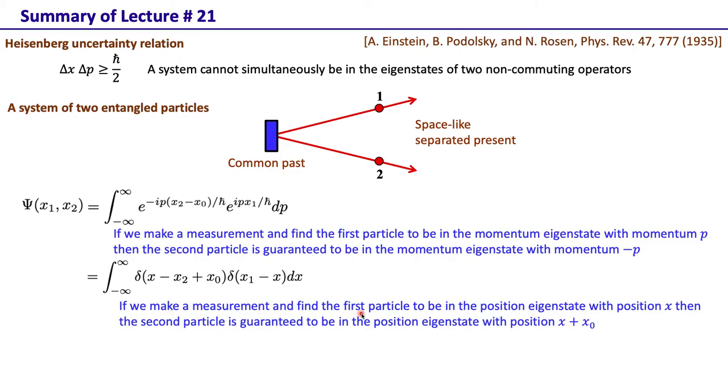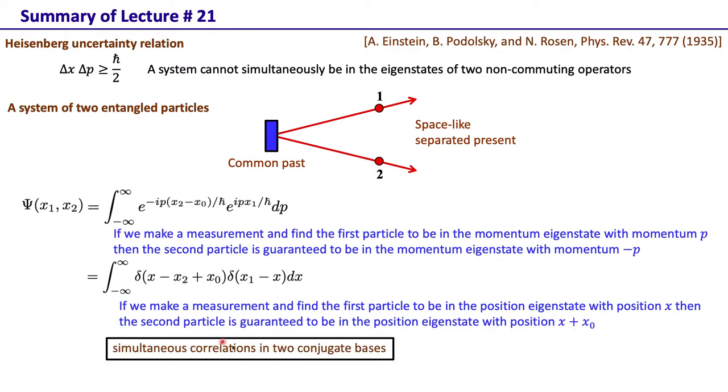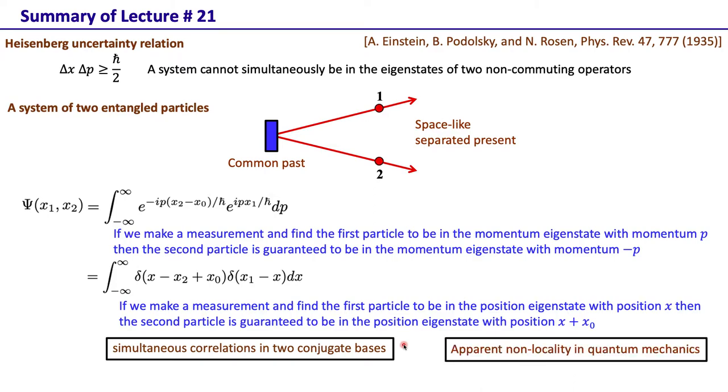And so we find that if the first particle is in the position eigenstate with position x, then the second particle is guaranteed to be in the position eigenstate with position x plus x naught. And so what we see is a simultaneous correlation in two conjugate bases, the x and p, and we are seeing perfect simultaneous correlation in these two conjugate bases.